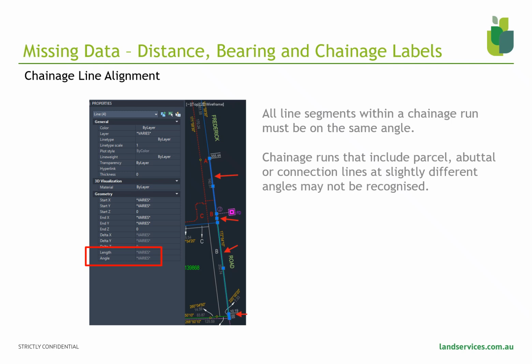The third thing to watch for is line alignment. All line segments within a chainage run must be on the same angle. In this example, there's a boundary line, an abuttal line, and a connection line. If any of the lines sit at a slightly different angle, the chainage run may not be recognised, and the distances will be missing. It's subtle, but it's one of the most common reasons chainages fail validation.